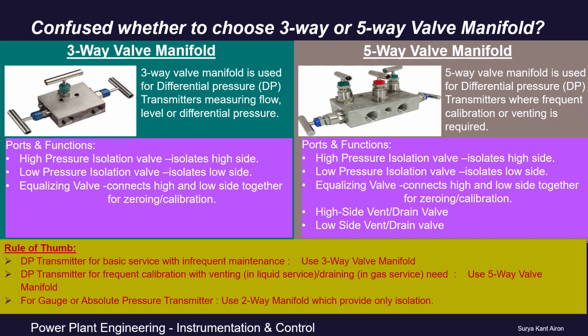Basically, the rule of thumb is: for a DP transmitter in basic service with infrequent maintenance, you can use a three-way valve manifold, and if it is a DP transmitter for frequent calibration with venting and draining needs, you have to use a five-way valve manifold. There could be cases where you need it for local gauges or for an absolute pressure transmitter, where you can use a two-way valve manifold, which provides only isolation.